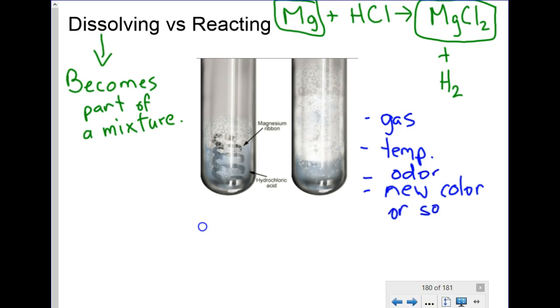We can look for new products, such as a new color was formed that was not there. Think about when you added the universal indicator to acid and all of a sudden you get the red color. That's because there was a chemical reaction of the universal indicator. If it wasn't red before you put it, it was kind of a browny color. Or when you put it into the base, it turned blue. That's a chemical reaction.